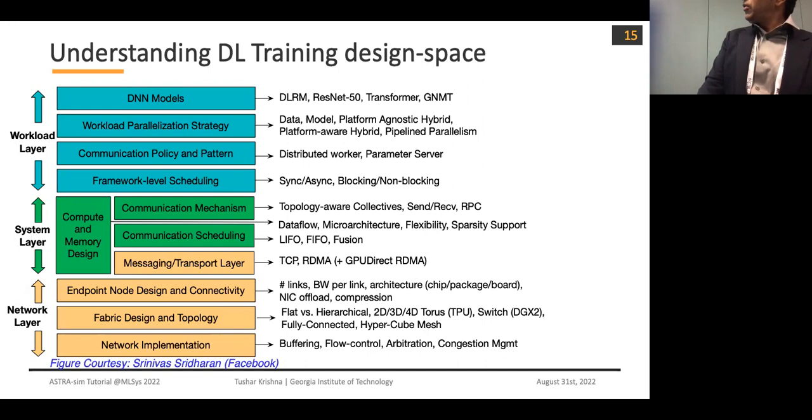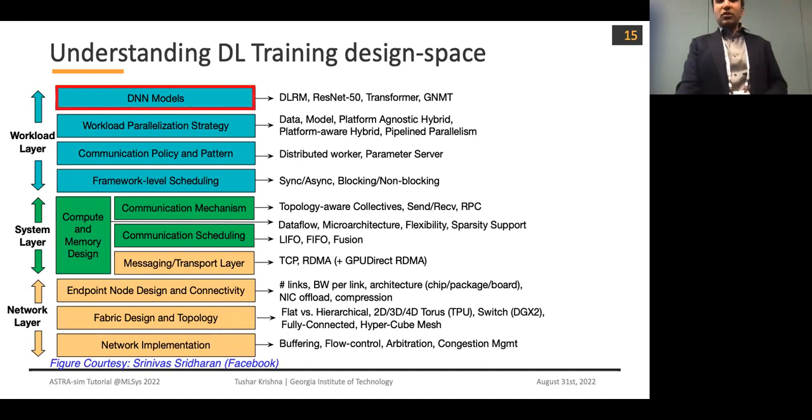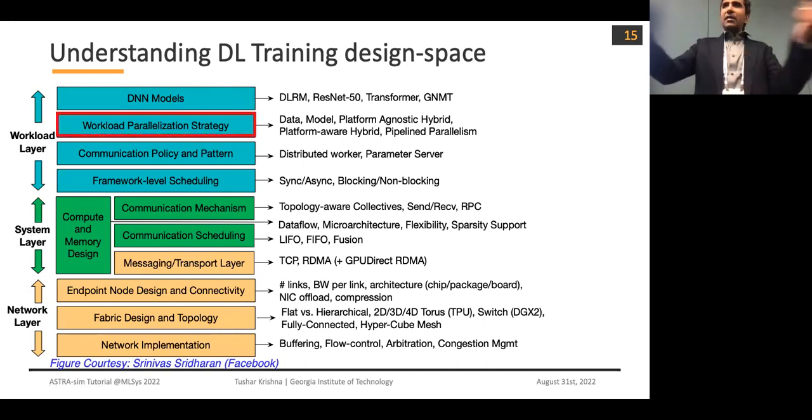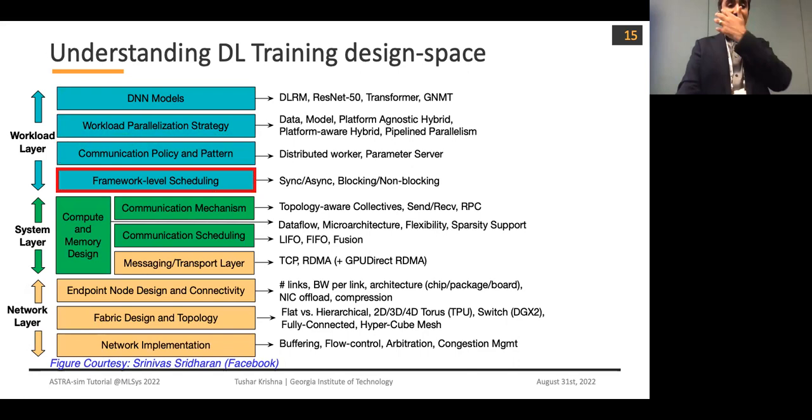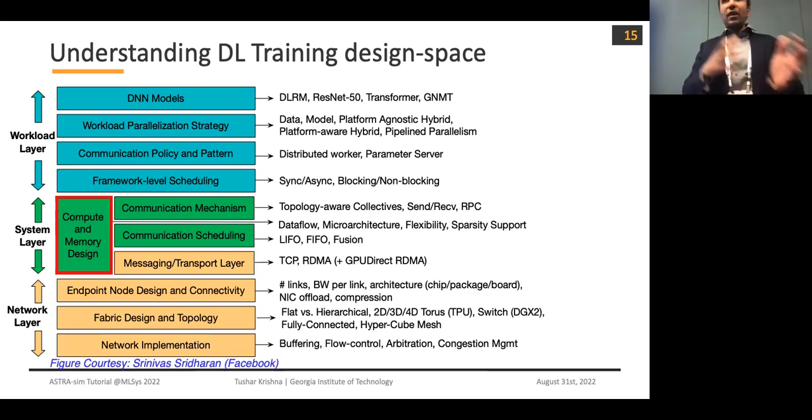So we start at the very top with the actual models you want to train. Then you go to the parallelization strategy you use for these models. Then you come down to the communication policy and patterns, some framework level scheduling. Then you get to the actual system layer where you have your actual NPUs in terms of the compute capabilities and their memory systems, and the communication mechanism.